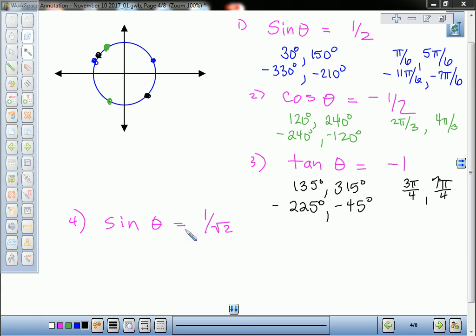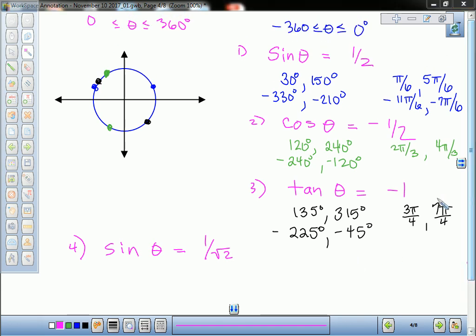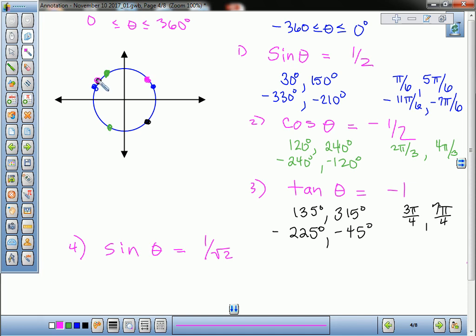Sine of theta is equal to 1 over the square root of 2. Where does that happen, guys? At 45. Where else? 135. So 45 and 135.